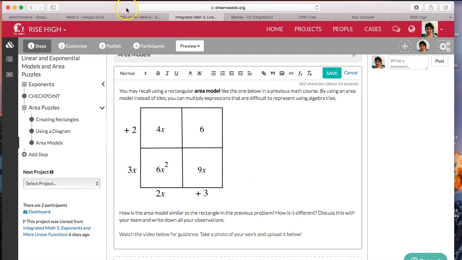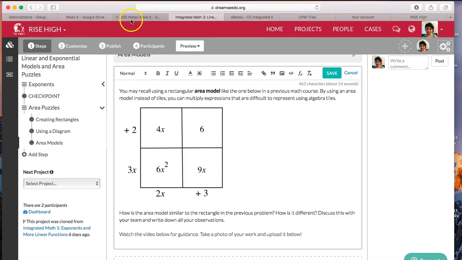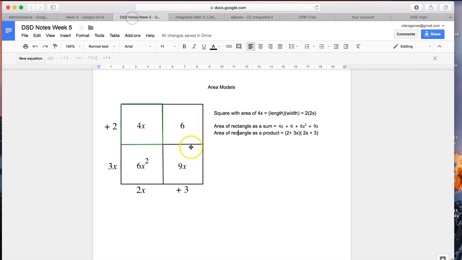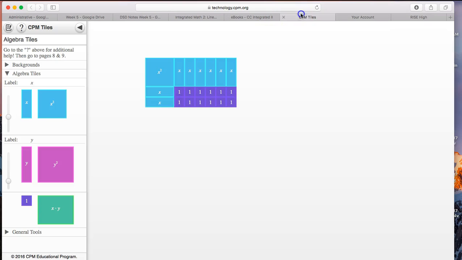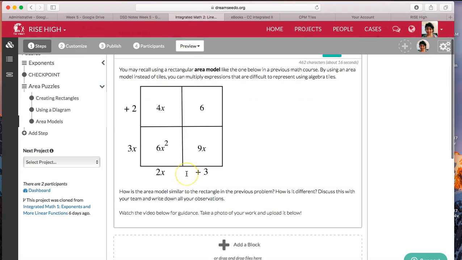Okay, so go ahead and write these notes down. You can use this area model as a way to represent an expression that maybe we can't use the algebra tiles for. So this is very convenient. You can create all sorts of different algebraic expressions with it, but not everything. So we can create area models for more difficult expressions.